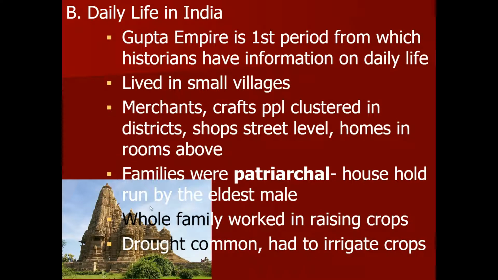Now, the whole family works in raising crops, but droughts are common. So irrigation is absolutely necessary. In fact, droughts in India are yearly, right? There's a wet season and a dry season. When the wind is blowing in from the sea, it's bringing wet air that hits the Himalayas. You get a lot of rain, and that rain fills up your rivers, and you get water. And then the second half of the year, the wind is coming over the Himalayas where it's been dried out completely. So there's the wet season and the dry season, and it's like clockwork every year.